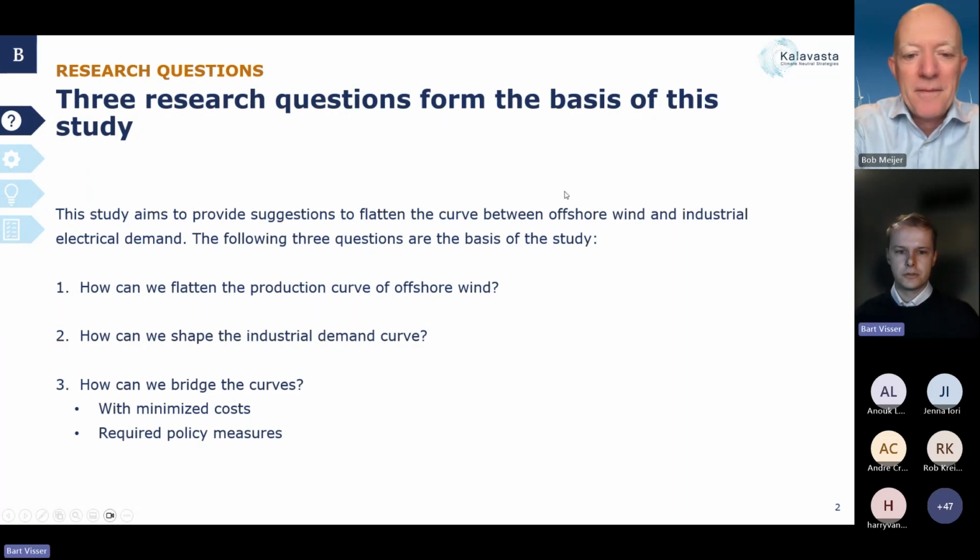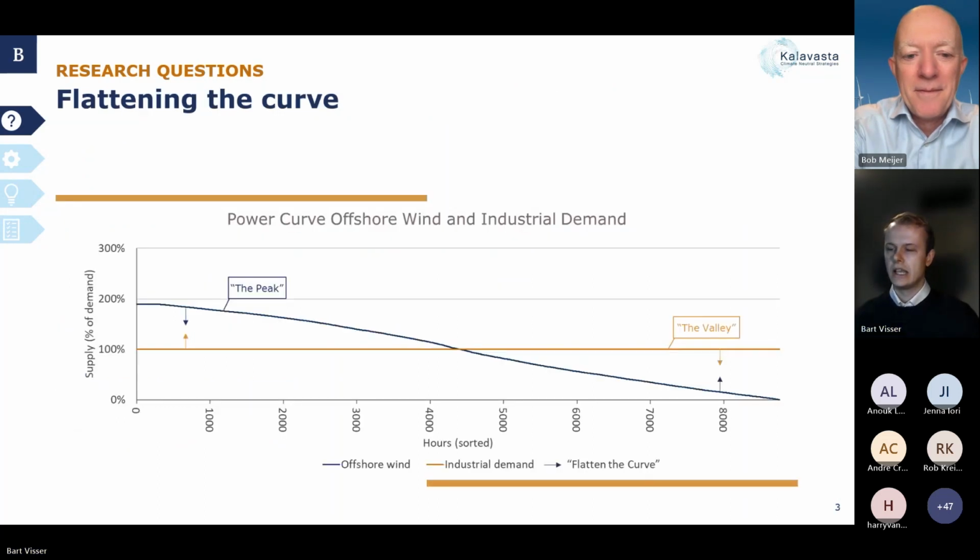So before I go into the details of what we analyzed, I will first explain the concept of flattening the curve. And in this figure, you see the production curve of offshore wind and the demand curve of industry. At the left side, the hours where the production of offshore wind is the highest are displayed, and it is sorted such that at the right side you see the hours with the least production. For the industrial demand curve, we simplified and we assumed the curve to be constant throughout the year. And what comes up here is now a gap between production and demand. And bridging this gap, closing this gap, is what we call flattening the curve.